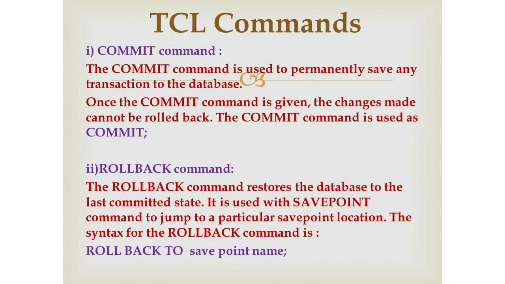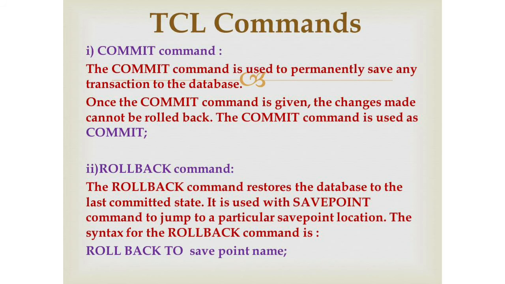It is marked permanent only after the COMMIT command. That's the keyword. The COMMIT command is given from the SQL prompt. Until then, whatever changes you have made to the table or record won't be considered permanent. If you want to make it permanent, you have to use the COMMIT command in the SQL prompt. Once the COMMIT command is given, the changes made cannot be rolled back. You can't get it back again; you can't redo or undo it.